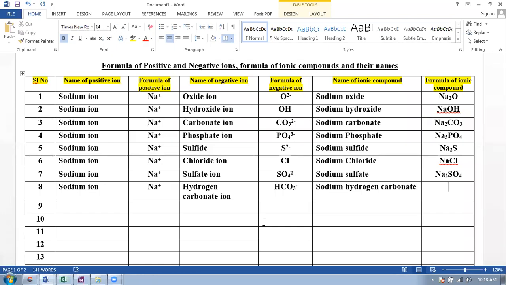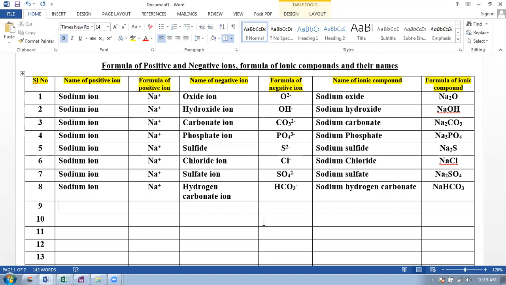Writing the name of the ionic compound is very simple. Just add the names of the positive and negative ions, and you get the ionic compound's name. And for the formula, first you write Na, then you write HCO3. Both have charges of 1 and 1. Sodium has +1 and hydrogen carbonate has 1 minus. So 1 and 1, you know that 1 is not necessary to mention.